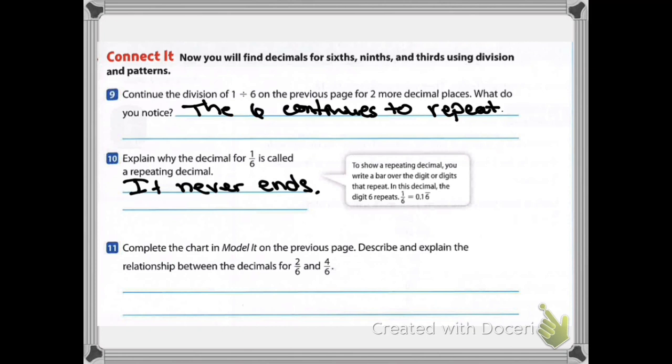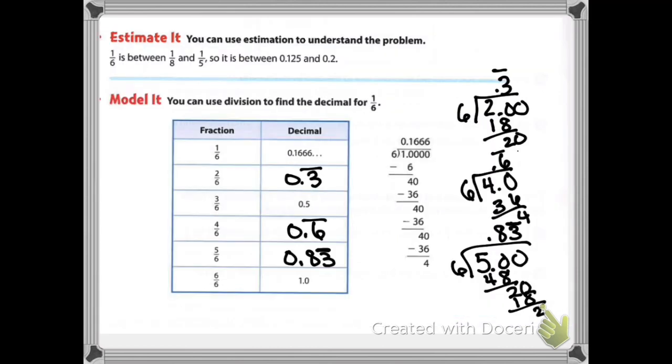Complete the chart on Model It and explain the relationship between 2/6 and 4/6. Well, let's go back. If I look at 2/6 and I look at 4/6, well, I have a repeating 3 and a repeating 6. What's the relationship there? Well, 3 times 2 is 6. So the relationship between 2/6 and 4/6 is that 2/6 is half of 4/6.